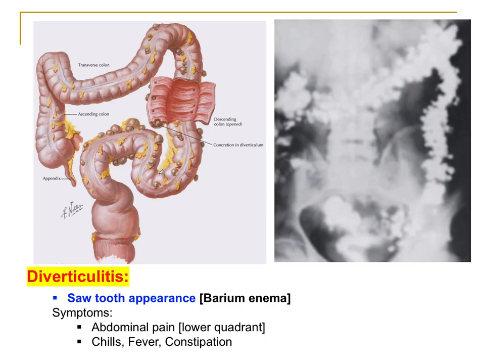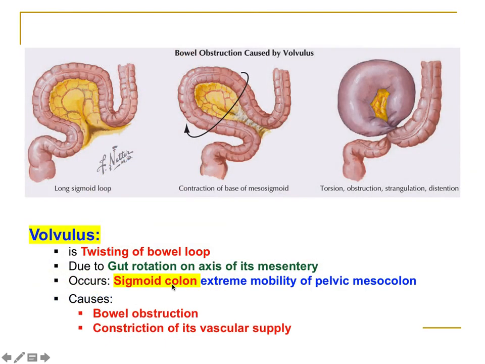When you see this in a barium enema, you find serrated structures, a sawtooth-like appearance. You will see symptoms of abdominal pain in the lower quadrant, fever, constipation, and chills in such cases of diverticulitis.